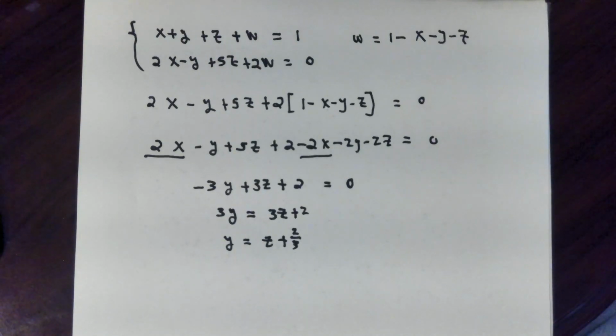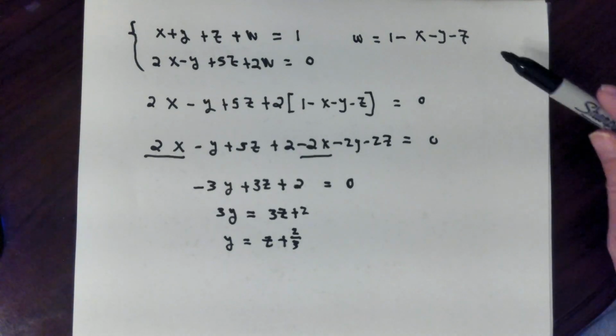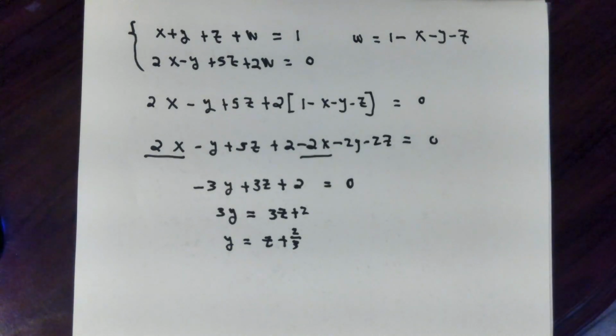So having done that, the w will be 1 minus x minus the appropriate y value minus z, where x and z can be picked to be any numbers you want to pick them. There is a 2-parameter family of solutions. There's an infinite number of solutions to this thing.